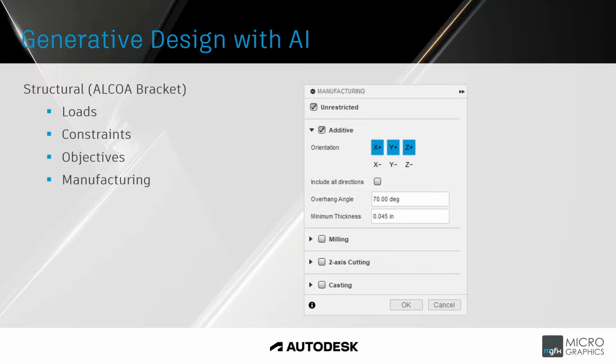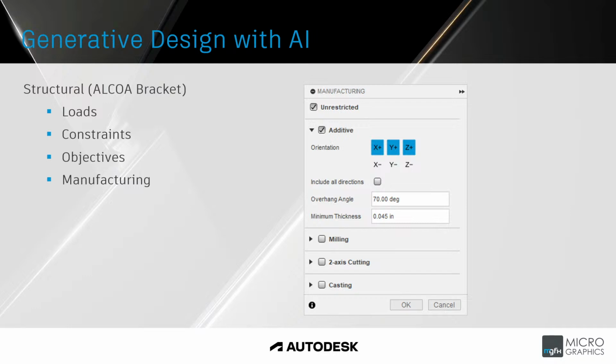And with additive, as an example here, we've got orientation. So X, Y, and Z. The part can be oriented in those three orientations to be able to 3D print using additive. Various other options there. We've got overhang angle and minimum thicknesses. So those will go down to the additive process for the printing and the possibilities of how that part can be printed. Then we have the three other options.